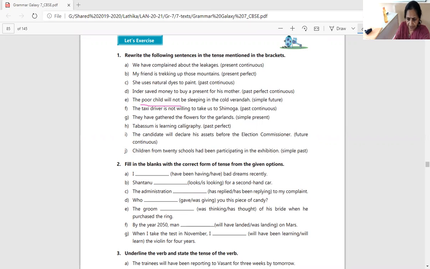Next, present perfect. My friend has trekked up, because it is present perfect. You know how you form the present perfect: the have form in present tense plus the third form of the verb, that is the past participle. Has trekked up those mountains. She uses natural dyes to paint. Past continuous: was using, the ing form plus the to be form, used according to the subject.